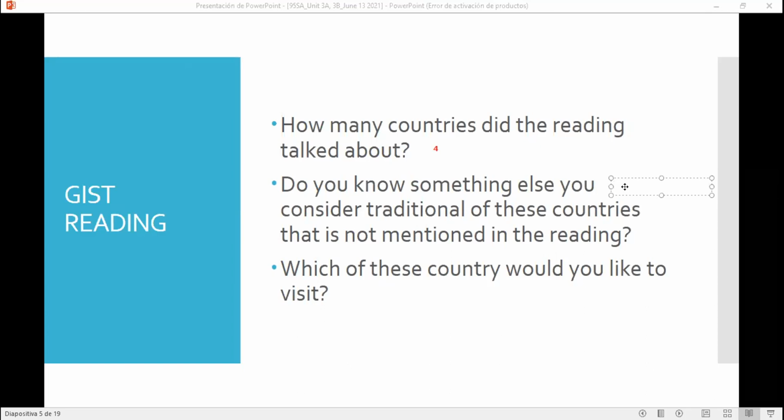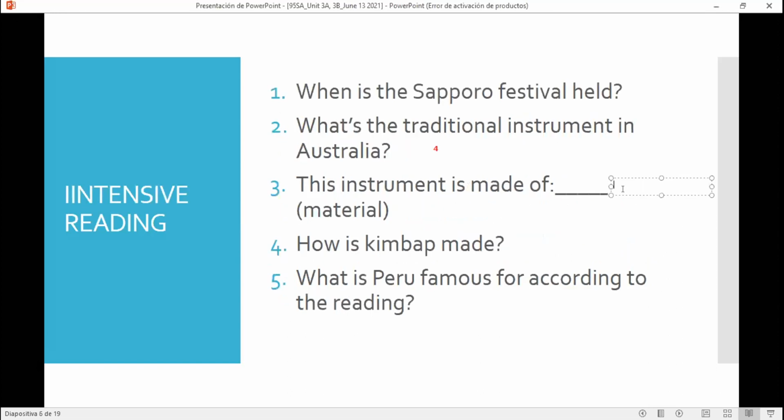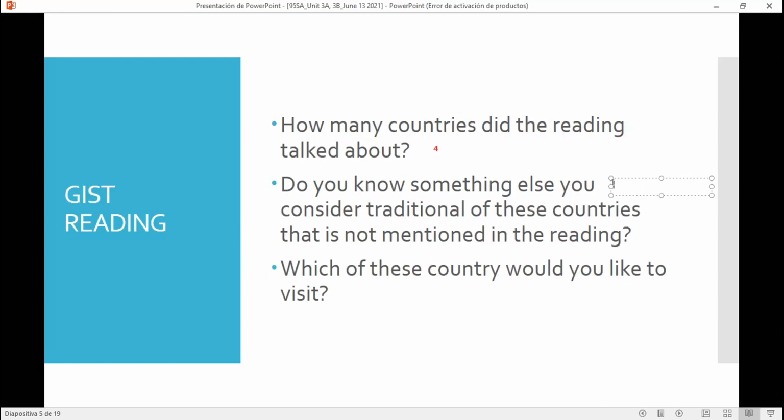Tal vez saben de algo más que sea tradicional de esos países que no esté mencionado en la lectura. El sushi en Japón. Ok, pero ahí no estamos hablando de Japón, ahí por ahí está South Korea. ¿Qué otro país teníamos ahí? South Korea, Perú. Ah, no, sí está Japón, tienes toda la razón, Japón y Australia. Yes, so sushi in Japan. So let me write sushi over here.